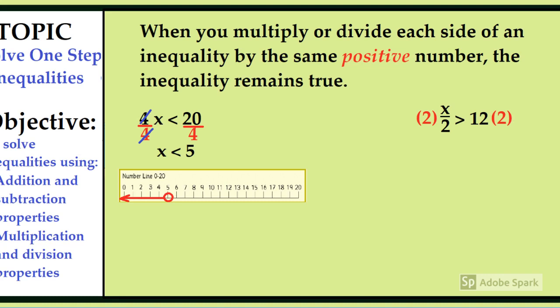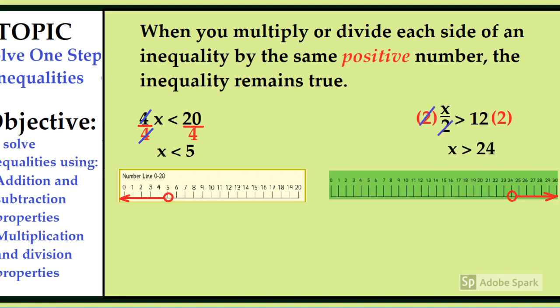Since it is division, we're going to multiply 2 on both sides. So, 2 divided by 2 is 1, and 12 times 2 is 24. Therefore, x is greater than 24.